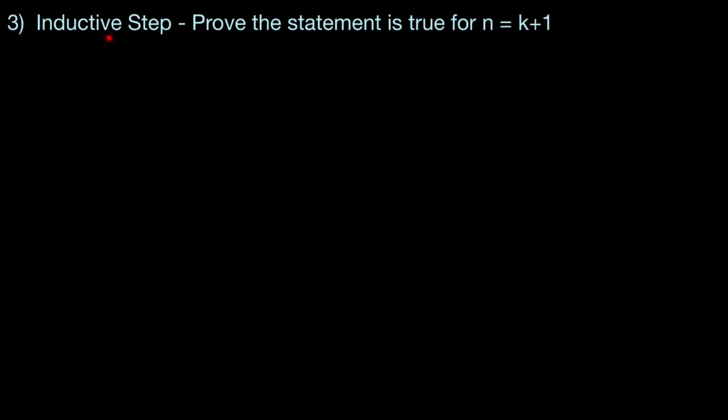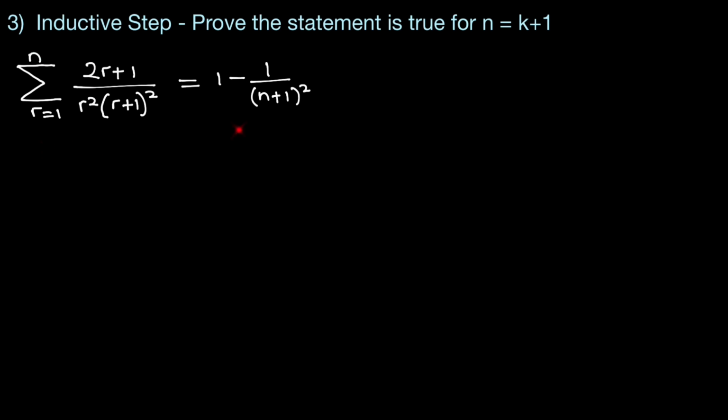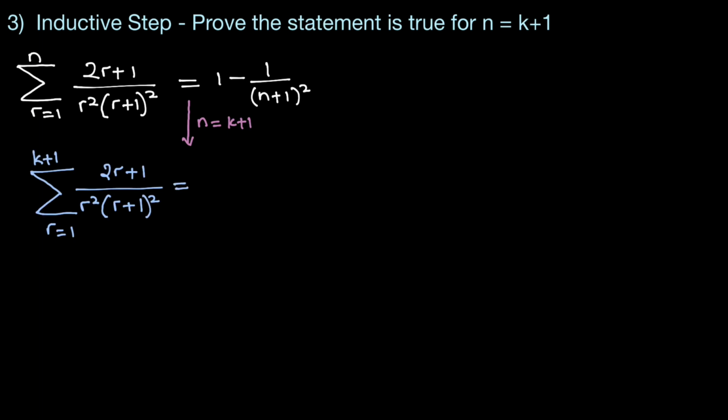Step 3. Inductive step. We need to prove the statement is true for n equals k plus 1. What that means is we bring back the equation and we transform n to k plus 1, and then write k plus 1 in place of n. So k plus 1 plus 1 is k plus 2. Now this is the proof that we need to show.